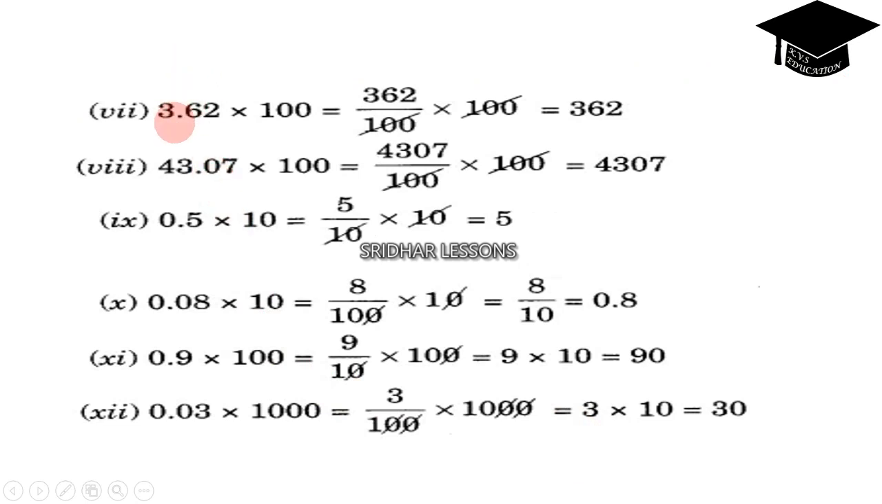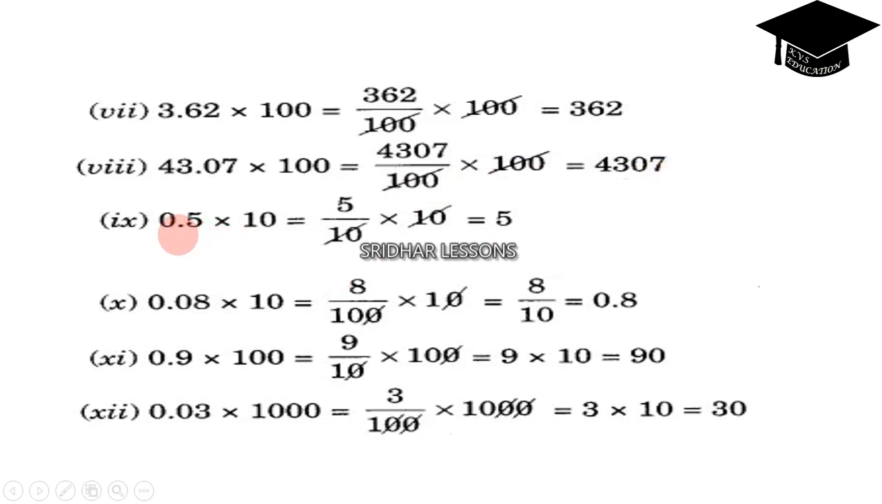Question number 7, 3.62 into 100. We can write this as 362 by 100 into 100, which is equal to 362. Next, 43.07 into 100. We can write this as 4307 by 100 into 100, which is equal to 4307.